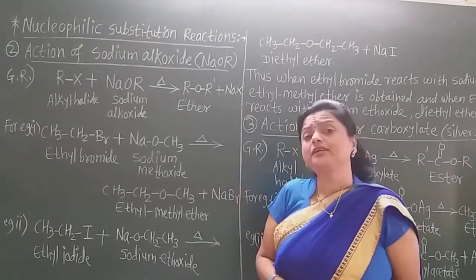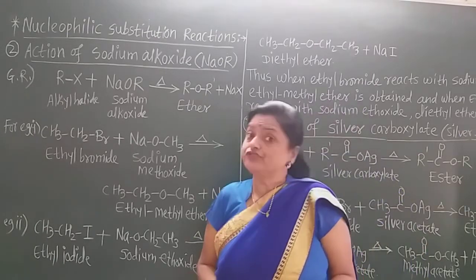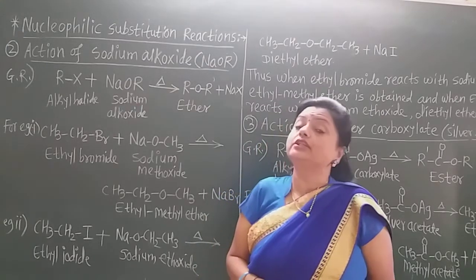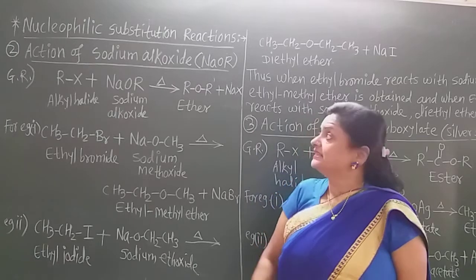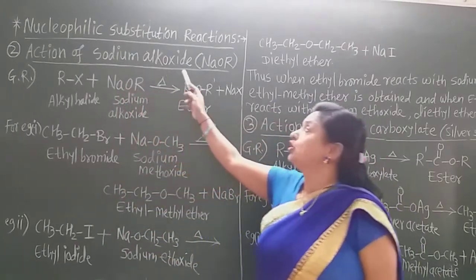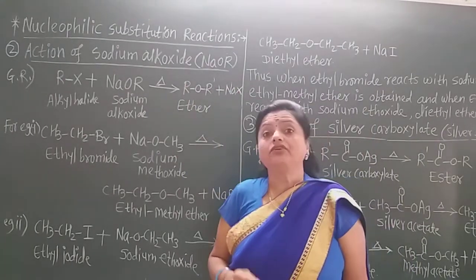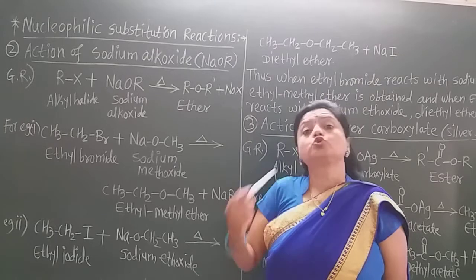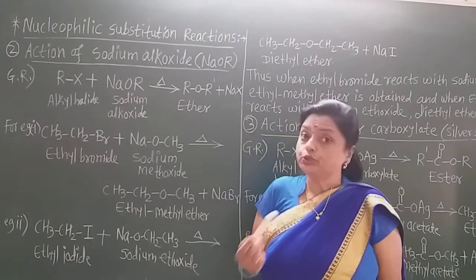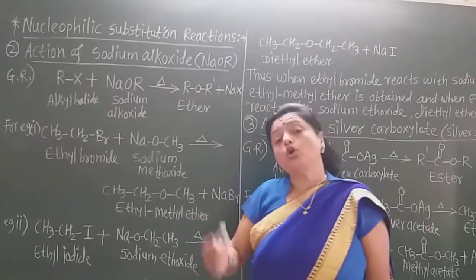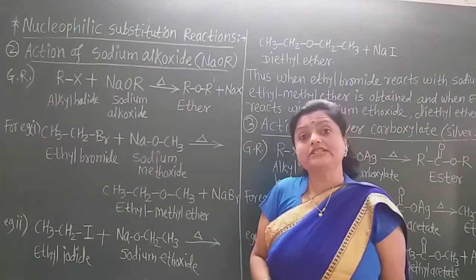Now the first reaction, the action of strong alkali NaOH and KOH, we already learned. In that we obtain alcohols from the alkyl halides. Now in the second reaction there is the action of sodium alkoxide. Sodium alkoxide is obtained when sodium hydroxide reacts with the alcohol, and also when the alcohol reacts with sodium metal, sodium alkoxide is obtained.